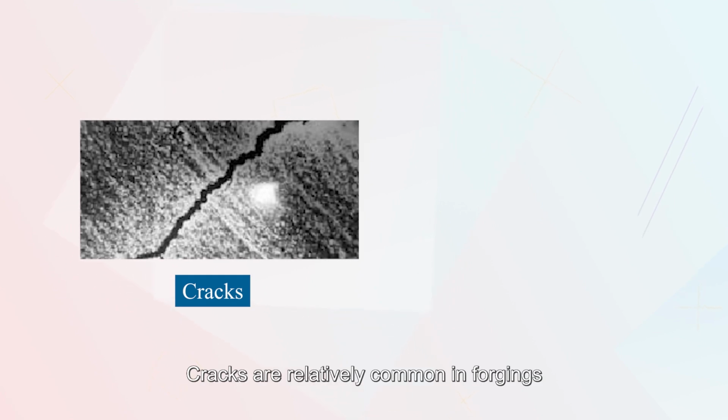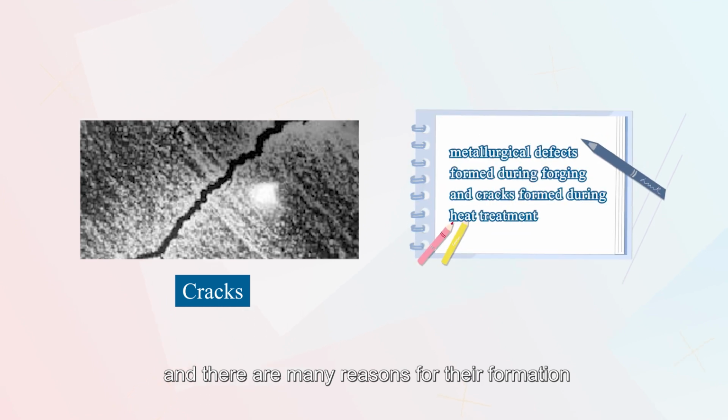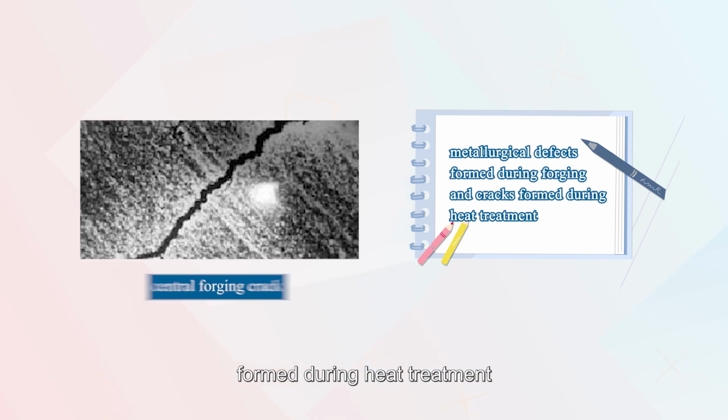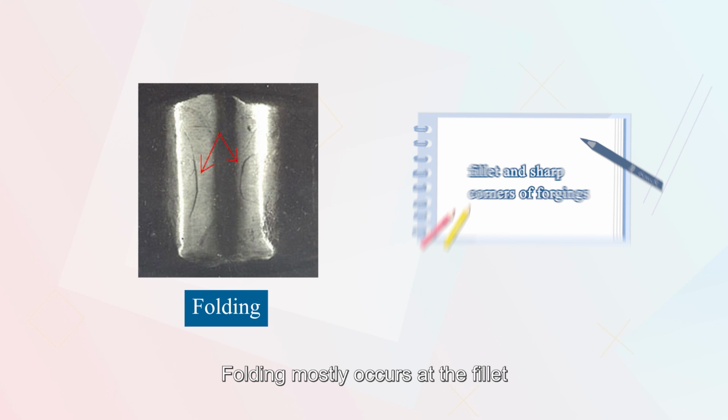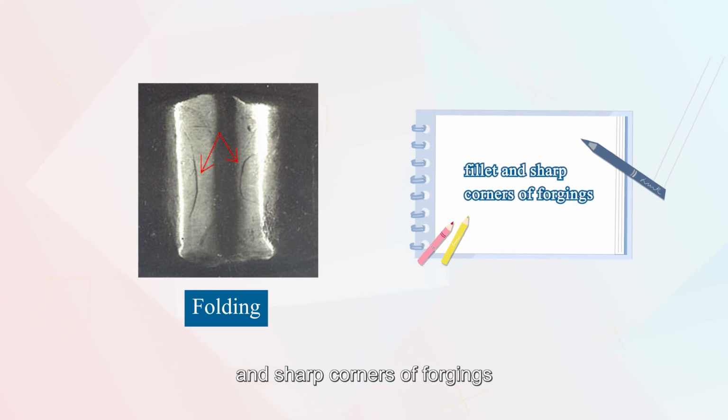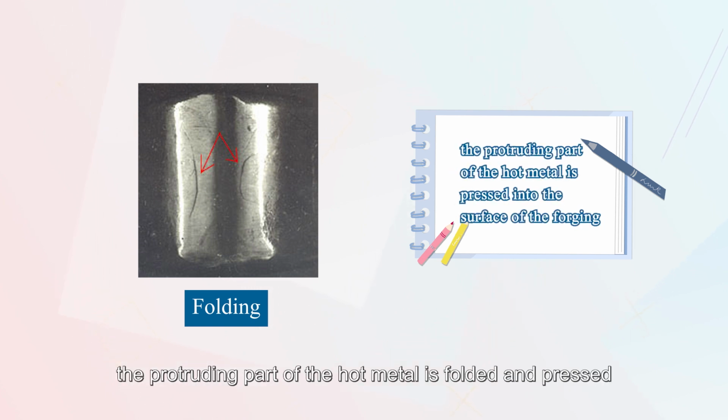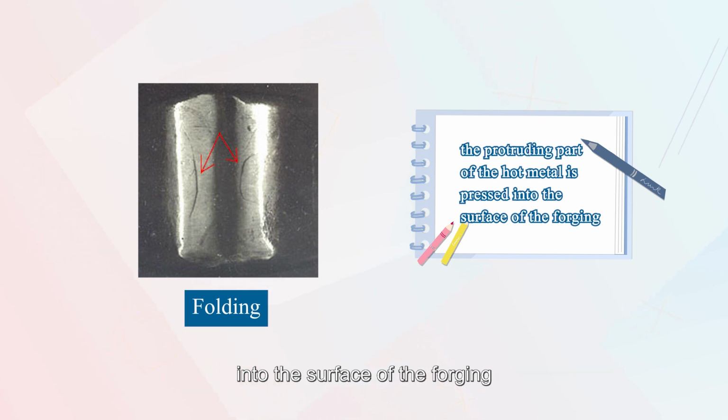Cracks are relatively common in forgings, and there are many reasons for their formation. There are many metallurgical defects formed during the forging and cracks formed during heat treatment. The most typical example in the pictures is the central forging crack. Folding mostly occurs at the fillet and the sharp corners of forgings, and folding is a defect formed because the protruding part of the hot metal is folded and pressed into the surface of the forging.